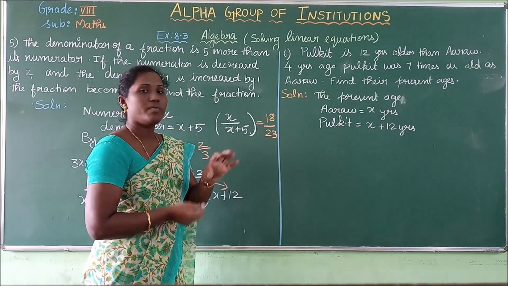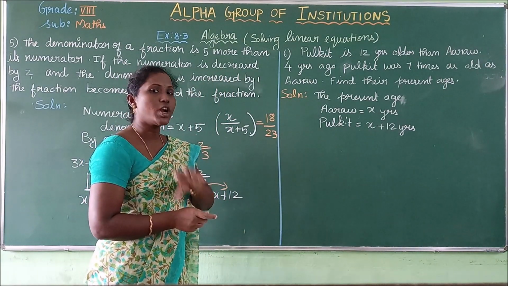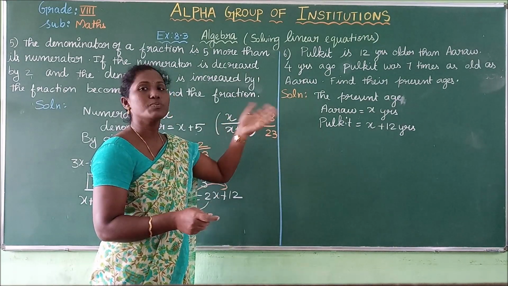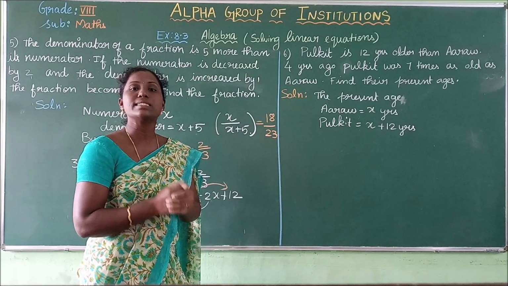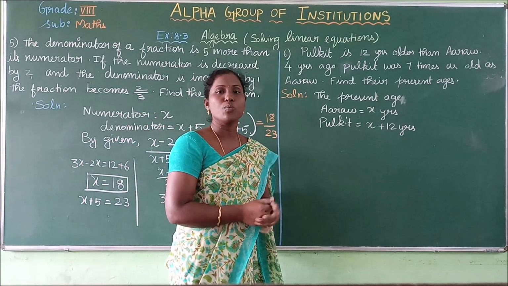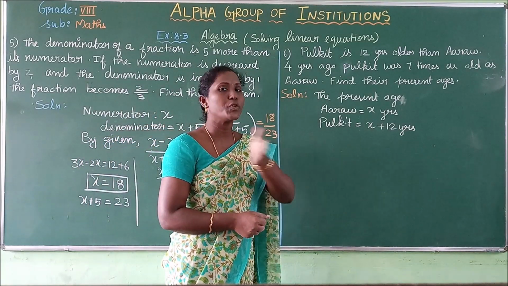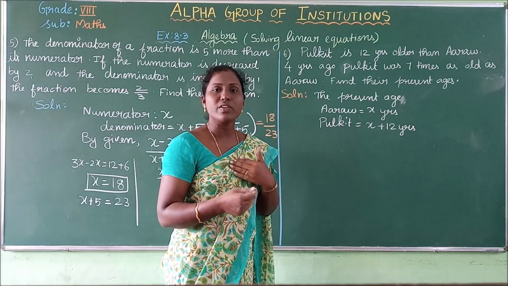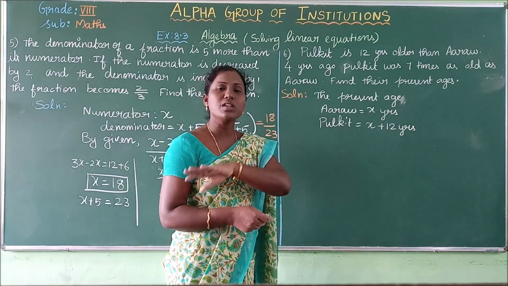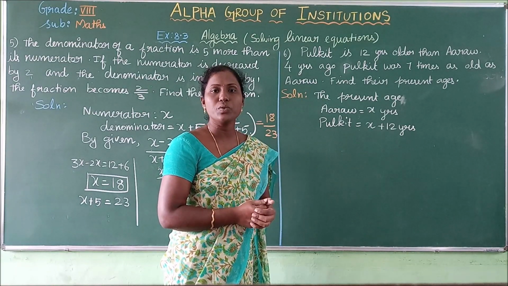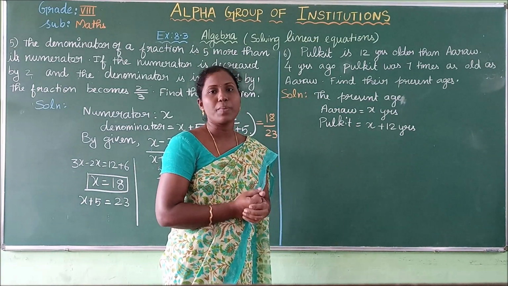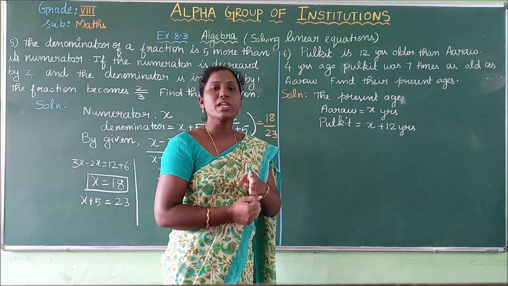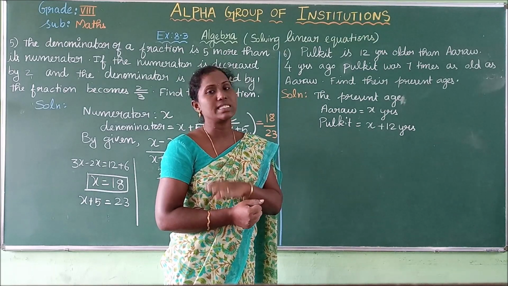Now, we don't know the exact age, but we got a clue that if Arav is x, then Pulkit is x plus 12. Then what we have to do? 4 years ago. 4 years ago means we have to calculate our age 4 years ago. For example, if our age is 10 now, what is your age before 4 years? You will subtract 4 years from your age to find the past age. So 10 minus 4 will give you the value 6.